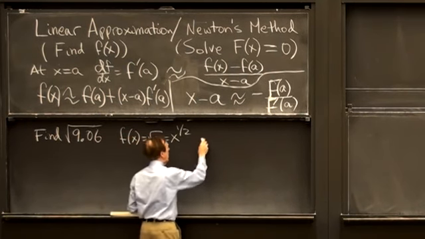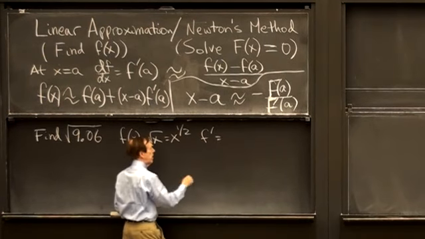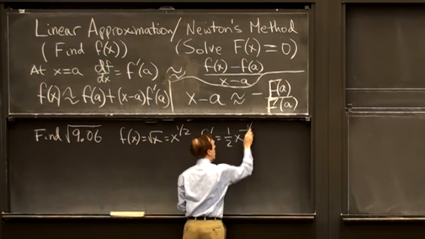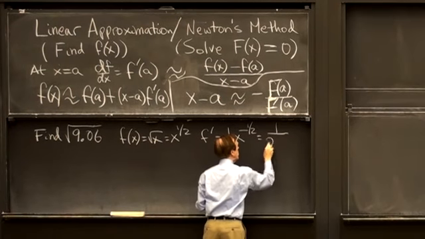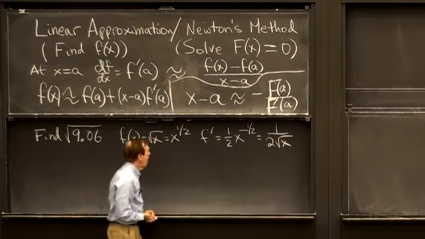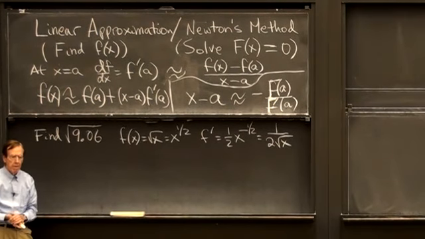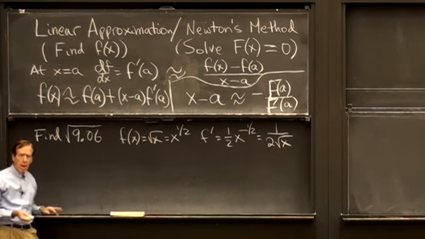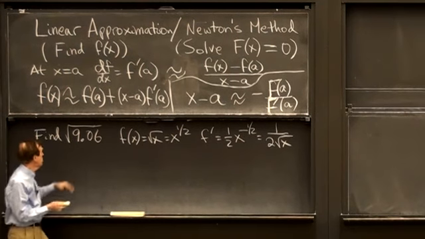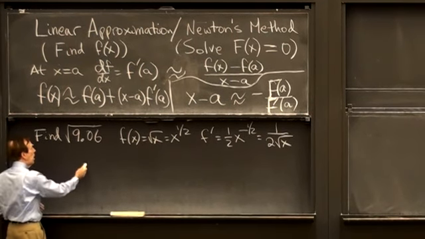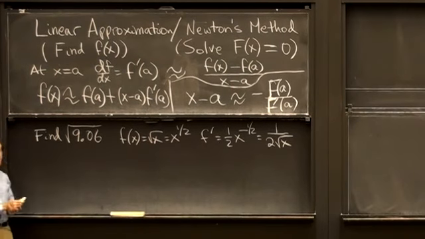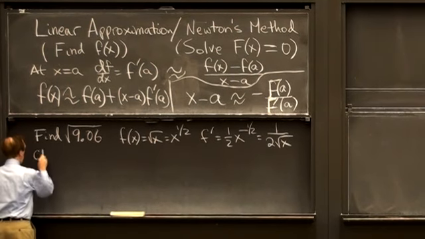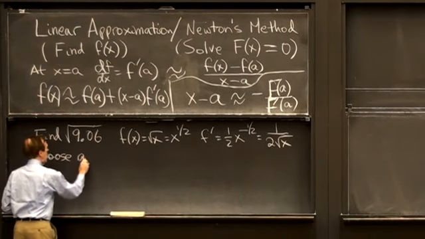Its derivative, f prime: I know the derivative of that is 1/2 x to one lower power, minus 1/2. So that's 1/(2 square root of x). Good. I know my function, I know its derivative. Now I pick a point A, which is close and easy. I'm looking for a point A near 9.06 that has a nice square root. Well, 9. So I'll choose A to be 9.